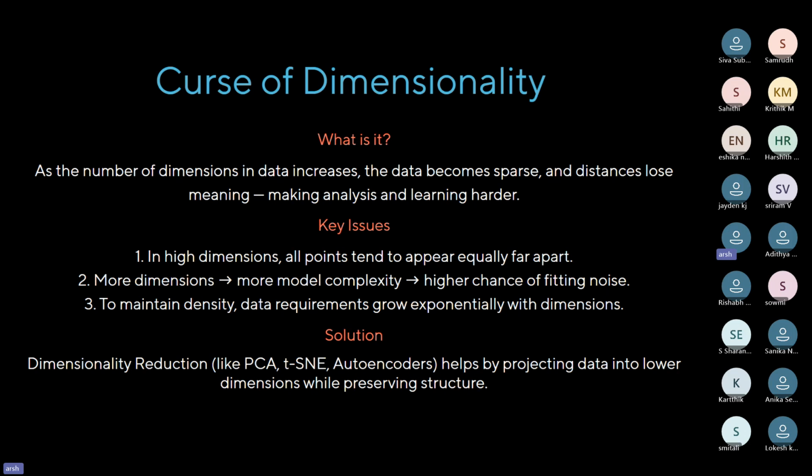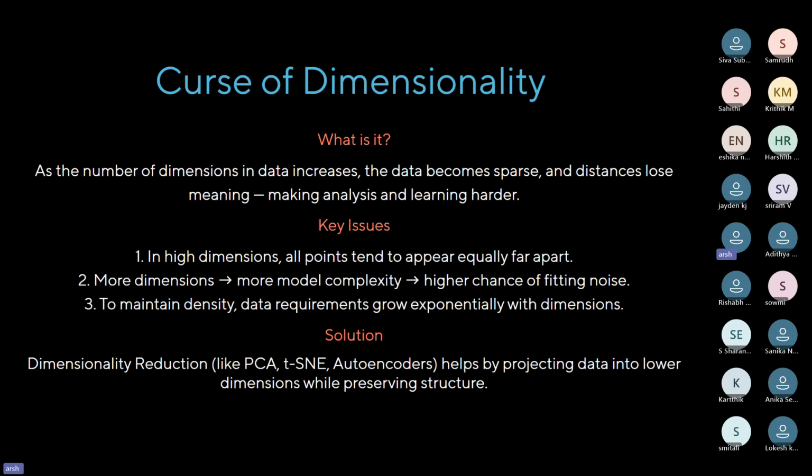As the number of dimensions in your data increases, the data starts to become sparse, as in the distances start to become the same because there are so many dimensions. When you get the distance for every point, it tends to be the same for every point. So in high dimensions, all points will tend to appear equally far apart. And one more thing is that if you increase the number of dimensions, the complexity of your models will increase because the neurons will increase. That increases the risk of overfitting and the higher chance of fitting noise. And if you have to maintain density and clustering in the data, you will have to have more data, and the data requirements will start to grow exponentially as you increase the number of dimensions.